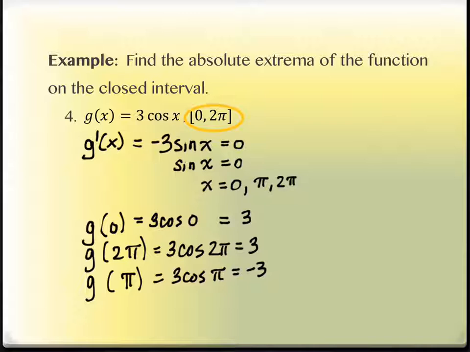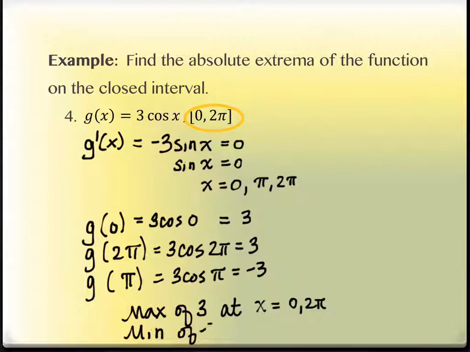So actually, I have 2 maximums, don't I? Should that surprise us? Probably not. It's a cosine curve, it's periodic. And then I've got 1 minimum. So I'm going to be able to write down that I have an absolute max of 3 at x equals 0 and 2 pi, and I have a minimum of negative 3 at x equals pi.